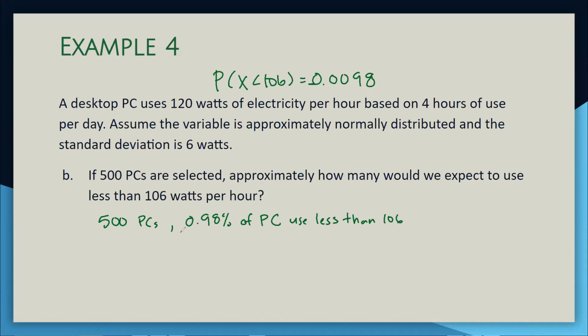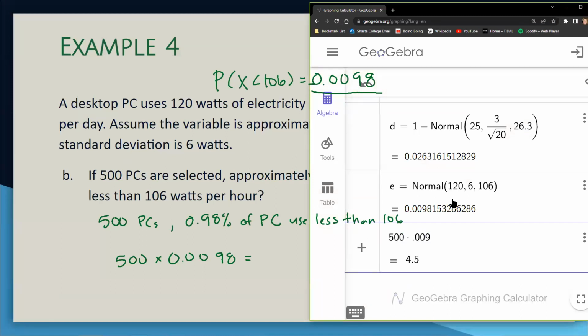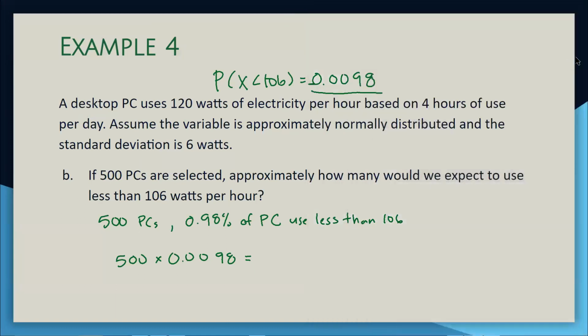And I know if I want to figure out how many PCs out of 500 represent 0.98%, all I have to do is take that number of PCs and multiply it by the percent in decimal form, which we already have. That was that probability answer from the last problem. So all we really need to know is what is 500 times 0.0098. So 500 times 0.0098, and we get 4.9. So we're expecting around 5-ish. If we have 500 PCs, we expect about 5 are going to use less than 106 watts per hour.